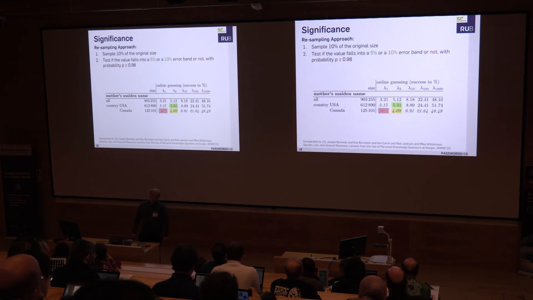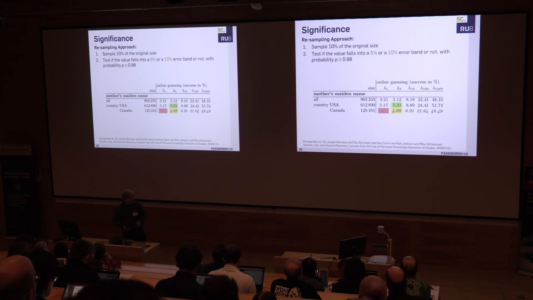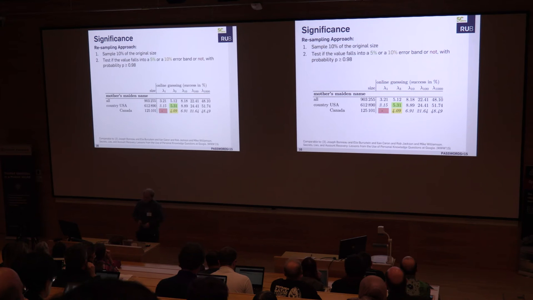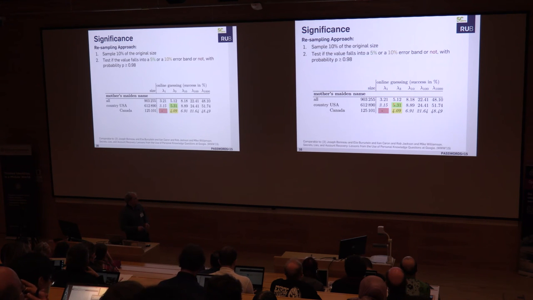About the significance, because this is not based but inspired by previous work by the already mentioned Ellie Burstein, we tried to apply the same significance metric as they did. So we used a resampling approach. If you consider, for example, these 900,000 users here, then we took a random sample of 10% of the size and tested if the values fall in a 5 or 10% error band or not, and this with a probability higher or equal 98%. If this was not significant, then we plotted this minus symbol, and if the number falls in this 10% error band, it's italic, and otherwise it's simply solid.